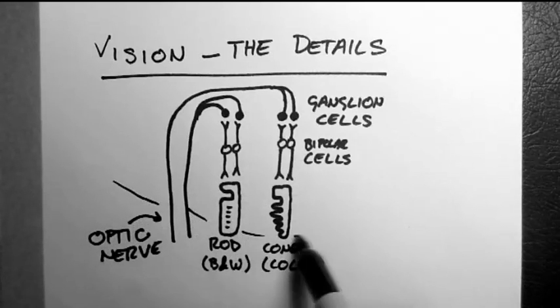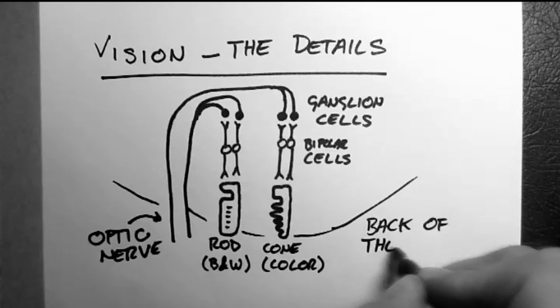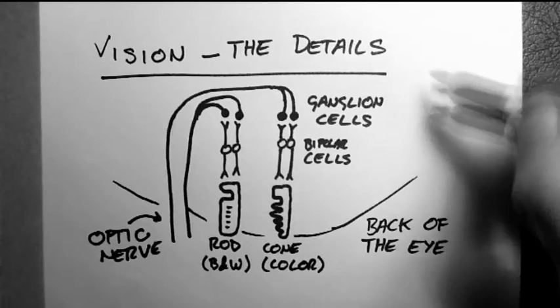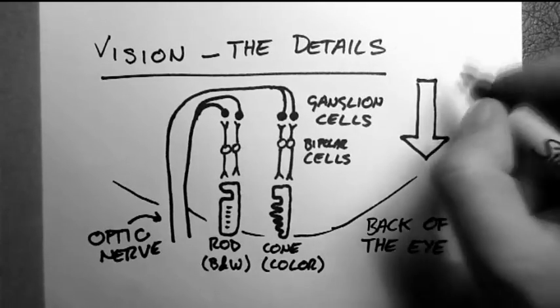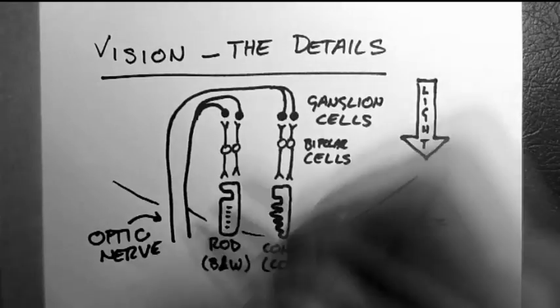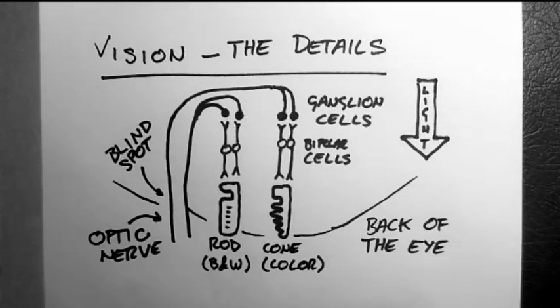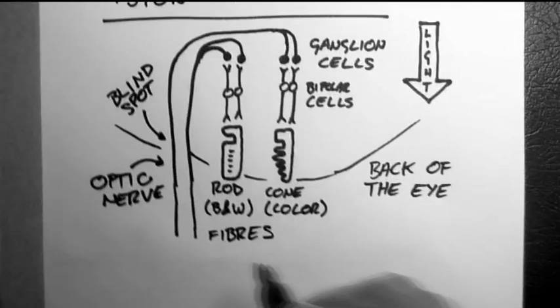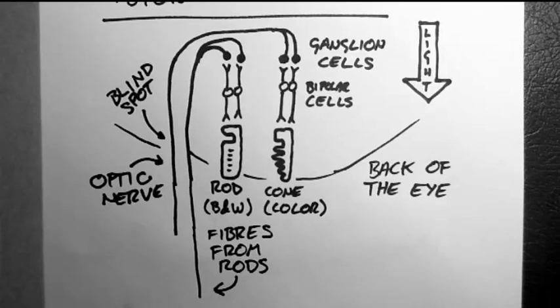Now the strange thing about the eye is its organization. This is actually the back of the eye, which means that light comes in from the front of the eye through all these apparatuses and then to the photoreceptors. And where the optic nerve dives through the back of the eye, that's your blind spot. So the fibres from this side are the fibres from the rods, and the fibres from this side are the fibres from the cones.